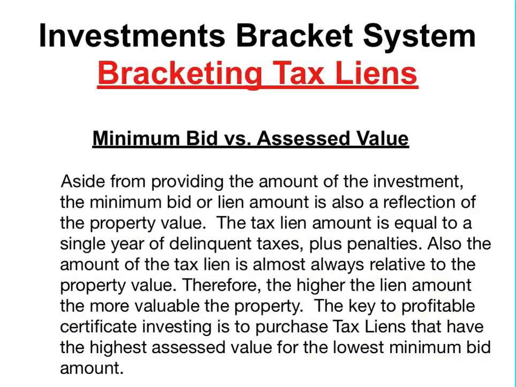So the first thing we're going to do is we're going to bracket tax lien certificates. Now, the first thing we're going to be looking at is the minimum bid versus the assessed value. Aside from providing the amount of the investment, the minimum bid or the lien amount is also going to be a reflection of the property's value.